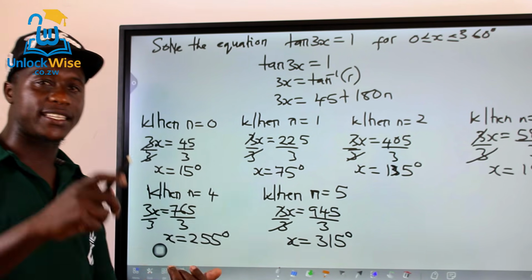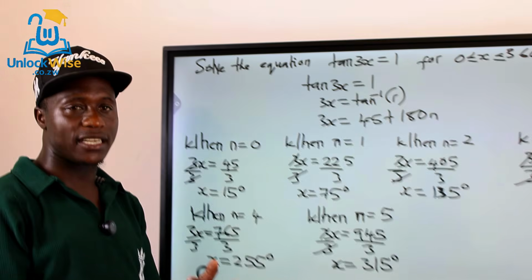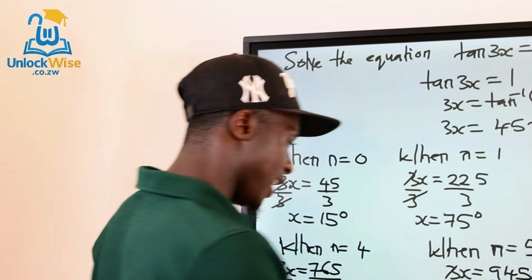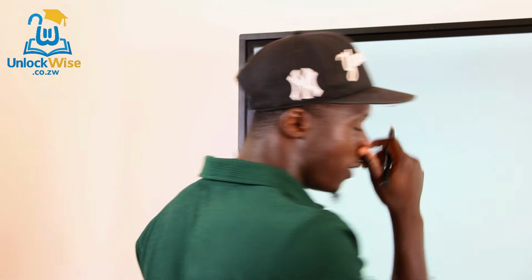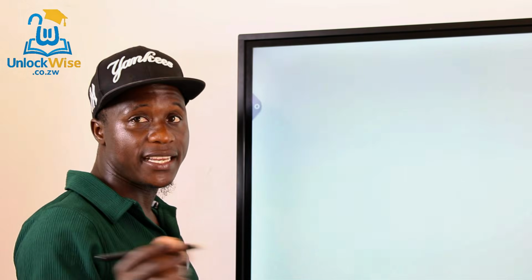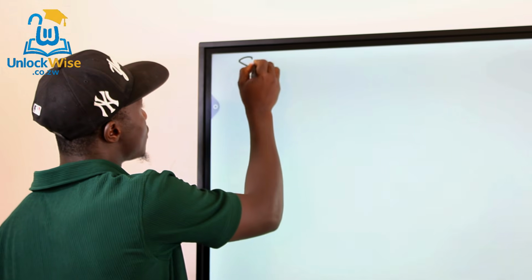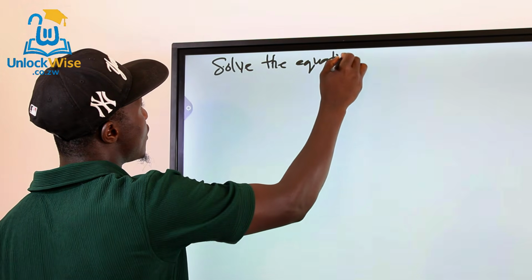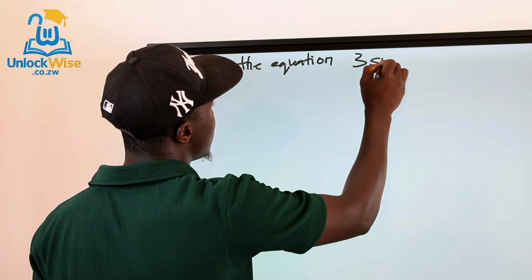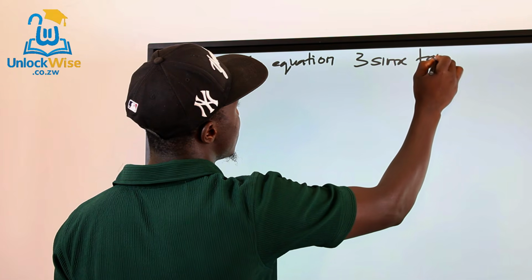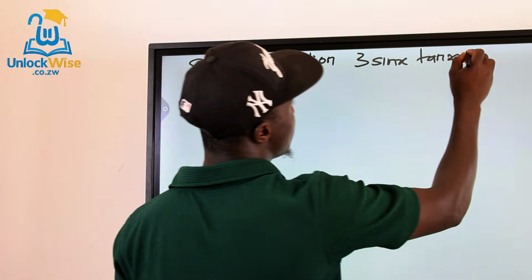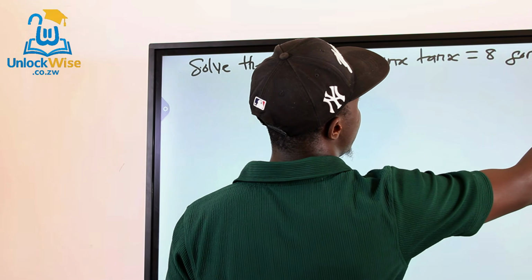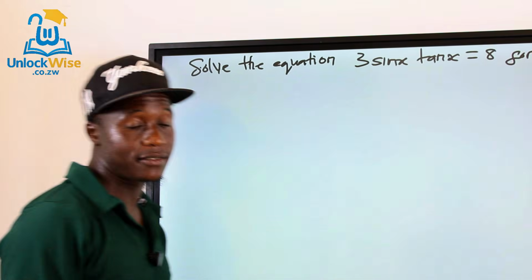So this was all for the sine quadrant, cos quadrant, and tan quadrant. But the examiners don't give you simple questions like this one. I'm going to give you a question which was from one of our past exam question papers. The question says, solve the equation 3 sin x = tan x... for 0 is less than or equal to x less than or equal to 360 degrees.